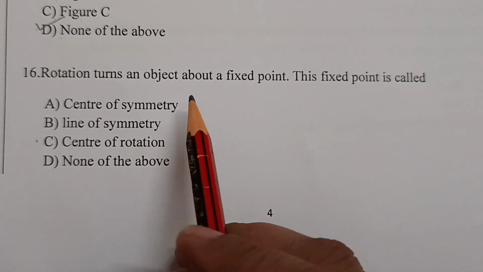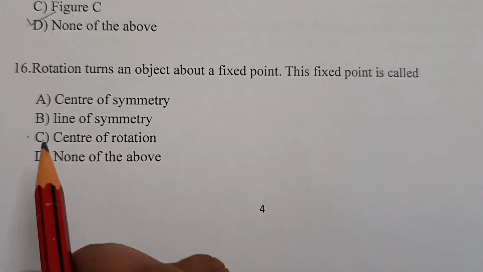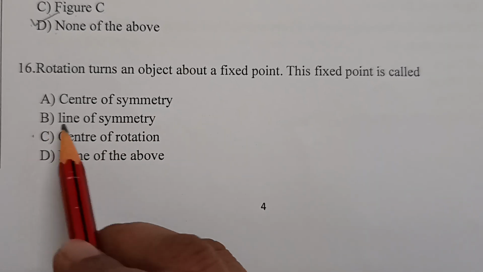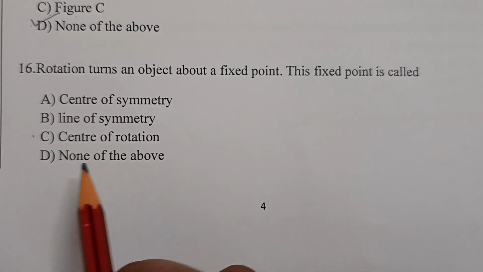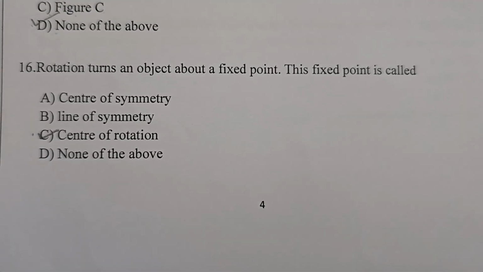Question number 16. Rotation turns an object about a fixed point. This fixed point is called dash. Options are A, center of symmetry, B, line of symmetry, C, center of rotation, and D none of the above. And the correct option is center of rotation.